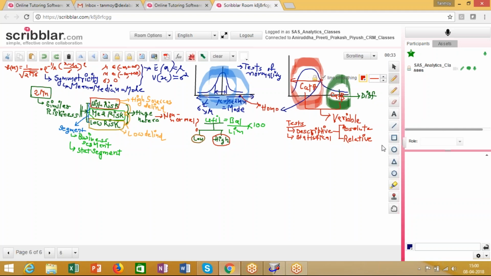So over here, we will look into each of these measures and test how a normal distribution can be identified. So let's have a quick look at how a normal distribution looks.